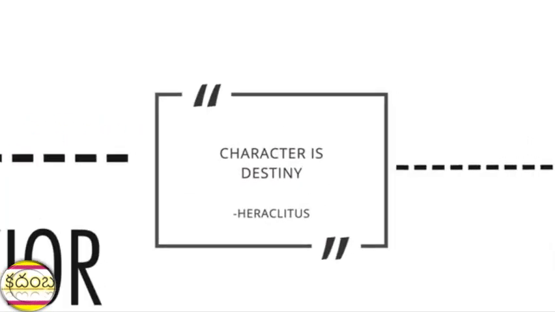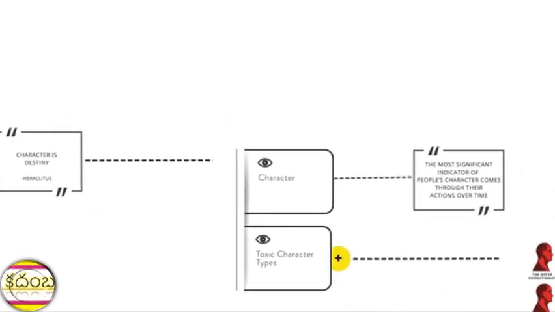Character is destiny. Heraclitus. The word character comes from ancient Greek and was used for an engraving instrument. Our characters are stamped within us. Spirits and gods do not control us. Our character does. It is impossible to remove your character, but it is possible to lessen or stop negative patterns in your life.